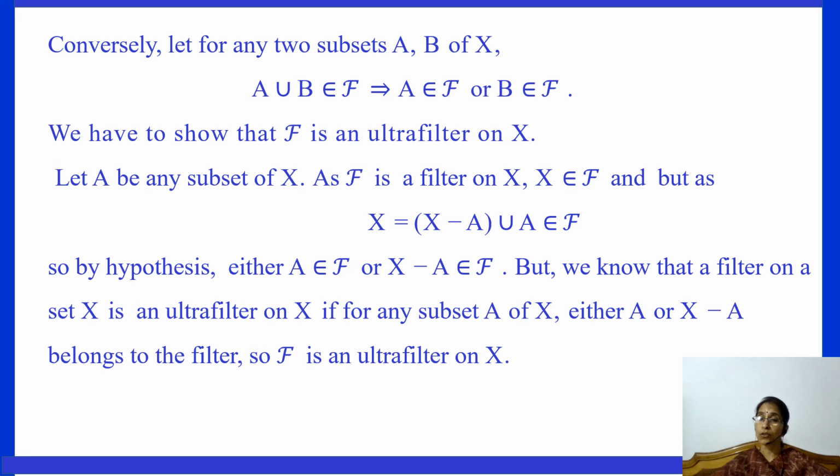either A belongs to F or complement of A belongs to F. But we know that a filter on set X is an ultrafilter on X if for any subset A of X, either A or complement of A belongs to the filter. And so here this condition is satisfied. So we can say that F is an ultrafilter on X.